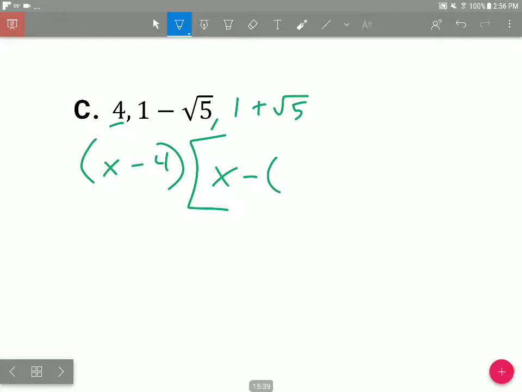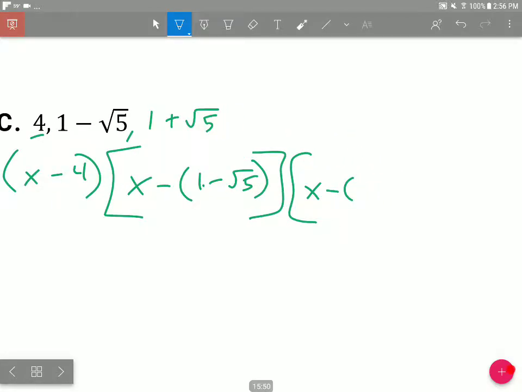first solution, 1 minus root 5, and x minus 1 plus root 5.